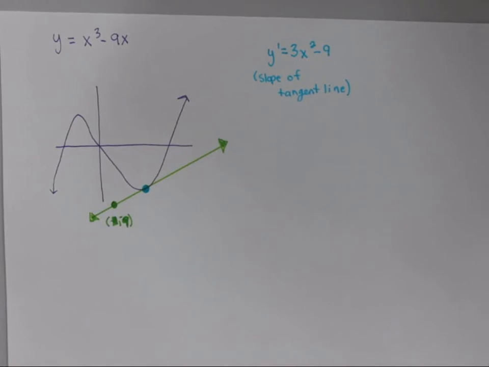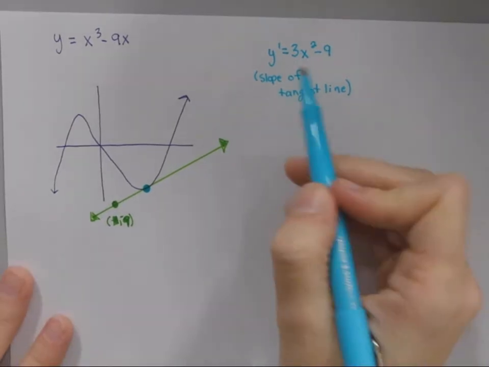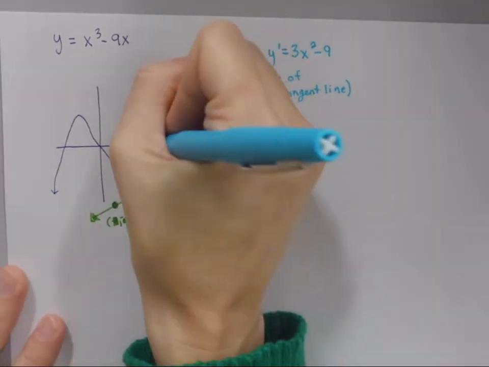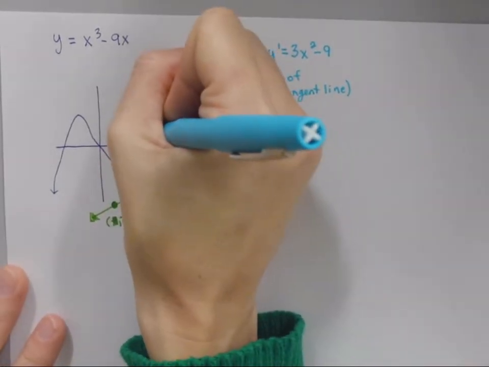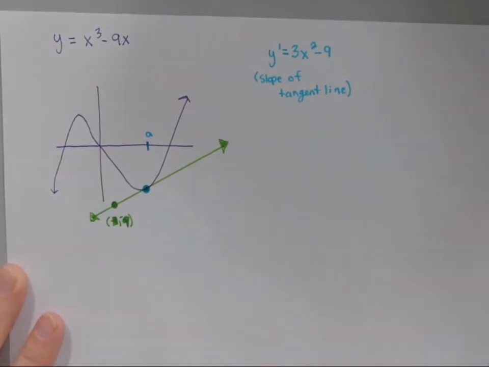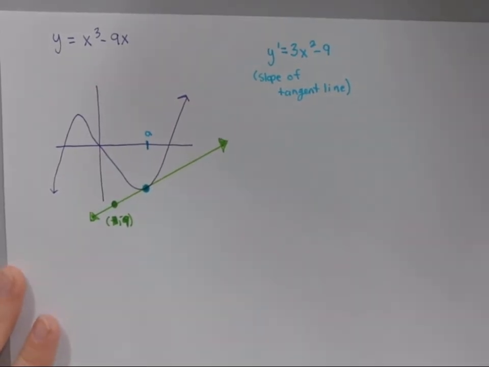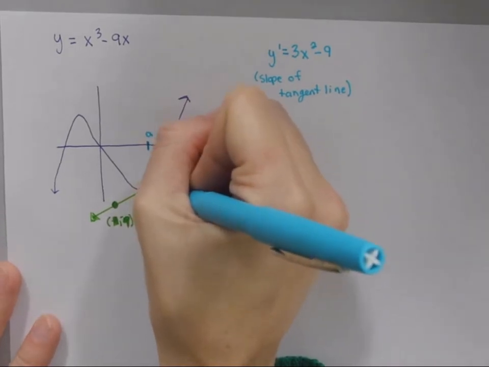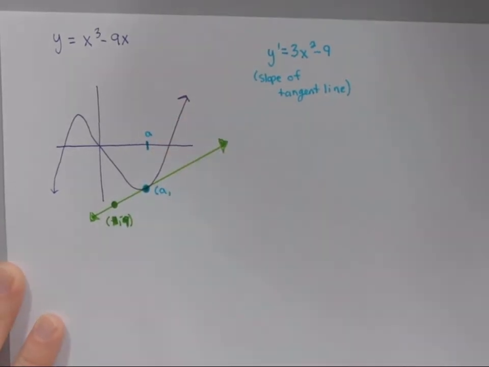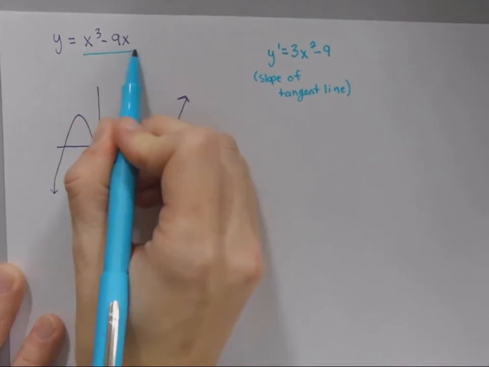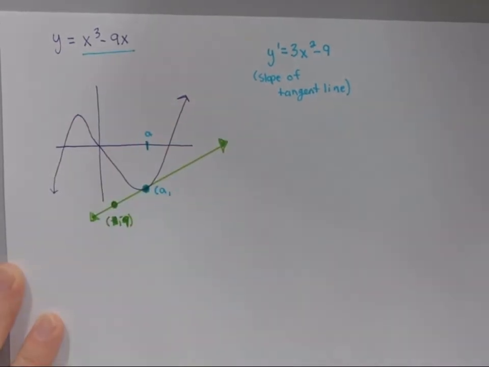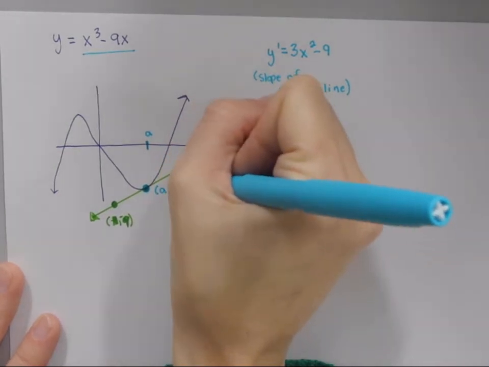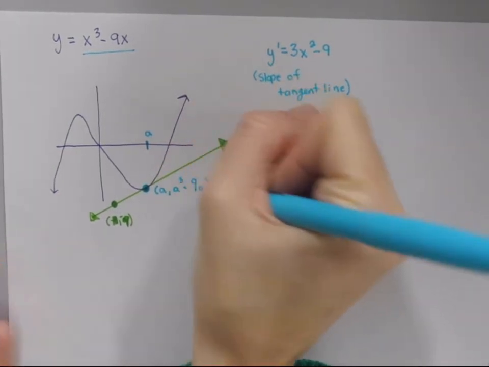However, in order to find that numerically to write the equation of a line, we need to know what x is. And again, we don't know what x is. So I'm going to call this a, because I don't know what it is. And if that's a, then this point here is the point a. And since it's on the curve, we can plug into the original and replace x with a. So a to the third minus 9a would be the y value.